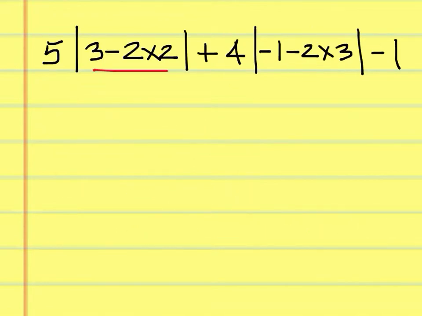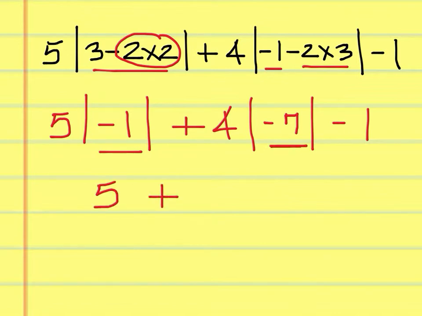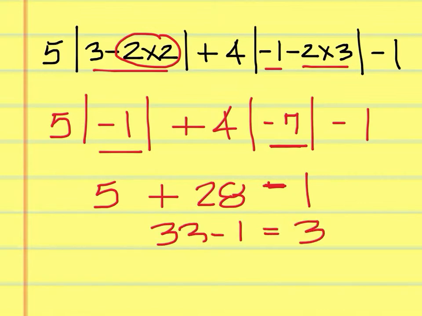Inside these brackets, you'll have 3 minus 4, which is a -1. And over in these brackets, you will have -1 minus 6, which is a -7. The absolute value of -1 is 1, so 1 times 5 is 5. This will give us a 7, times 4 is 28, and we have to subtract 1. So 33 minus 1 is 32.